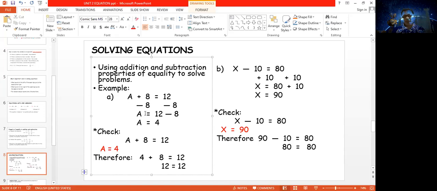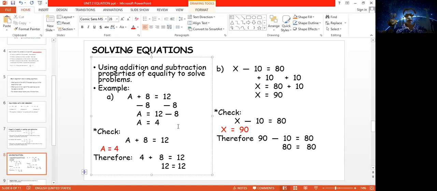And you have here 12 minus 8. So if you do the math, our answer will be a is equal to 4. Now, in an equation, you can check whether your answer is correct.